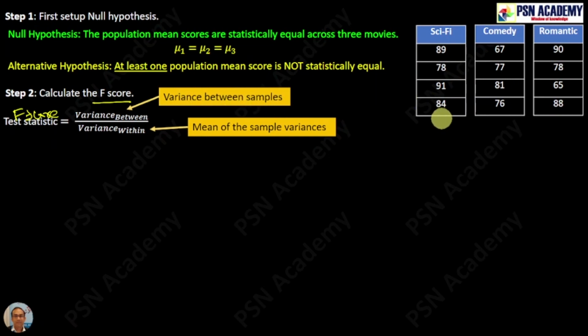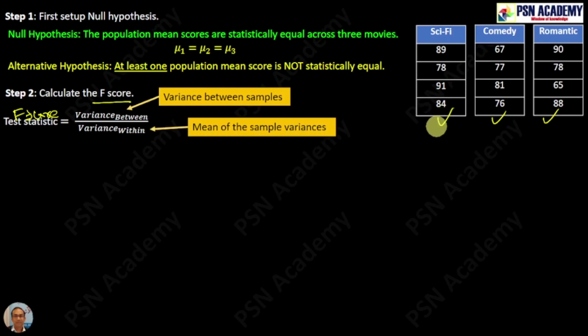So the variance between this sample and this sample. Right? So this is what we call variance between. Between is between the samples. Right? And in the denominator, you find the variance within. That means the mean of the sample variances.